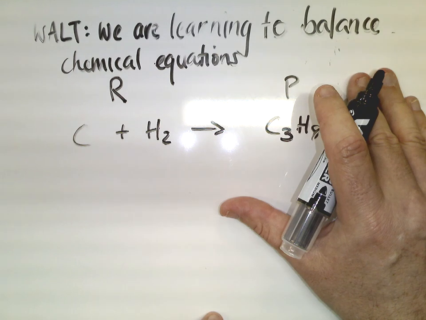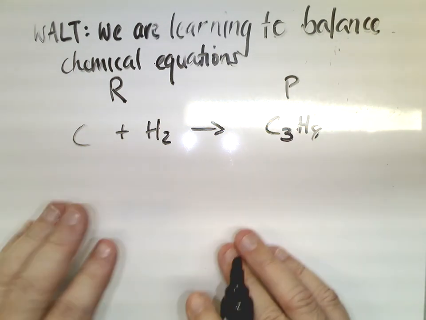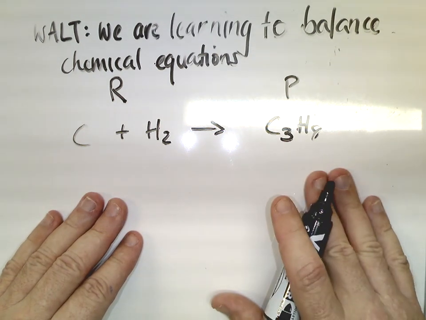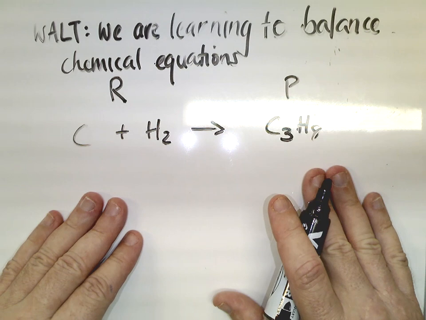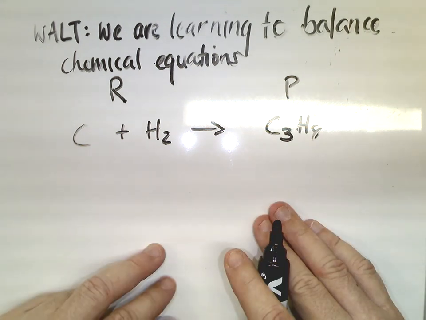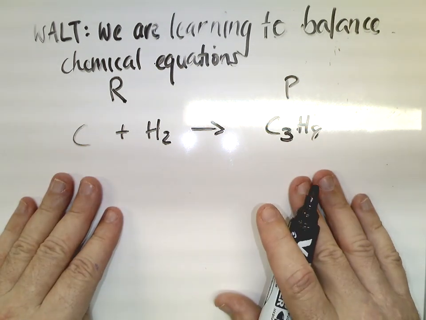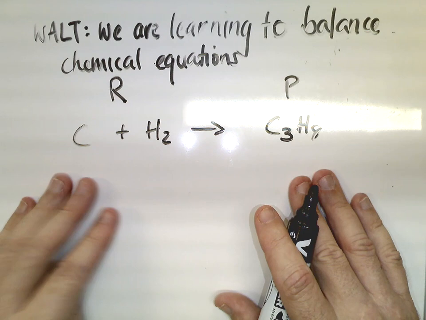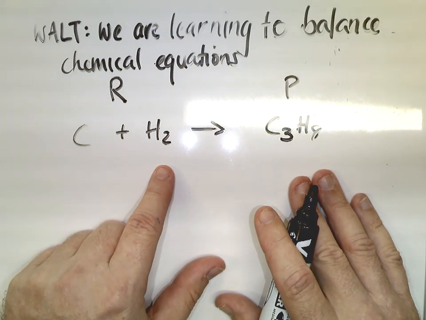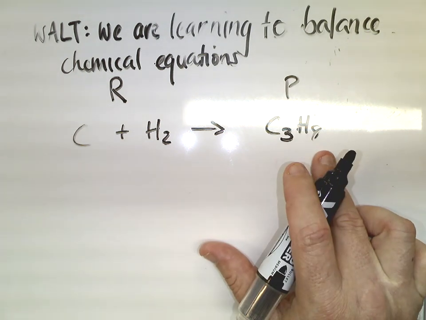And by the law of conservation of mass, what's on the reactants must be the same as what's on the products, because we can't just make something out of nothing. So these need to be the same. And if we have a quick look, the two elements we've got here are carbon and hydrogen, and on this side we have carbon and hydrogen as well.